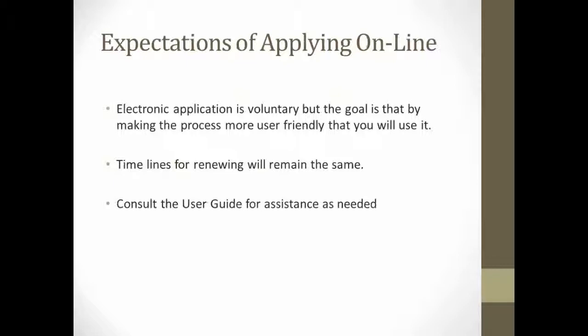The expectations of applying online. Electronic applications are voluntary, but strongly recommended. The goal is to make the process easier and user-friendly for everyone to use. The timelines will remain the same, so if you are required to have your application in 60 days prior, you're still expected to submit that 60 days prior using the online process as well. If you ever run into any technical difficulties, there is a user manual available as a PDF that is listed on the front home page that you can consult at any point.